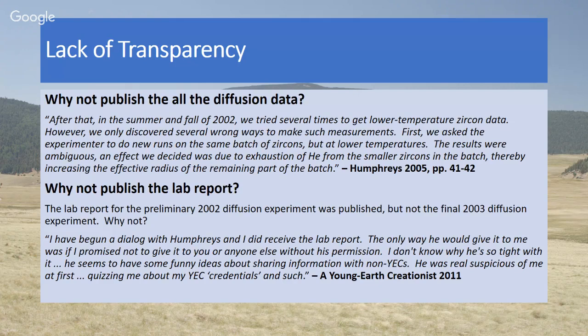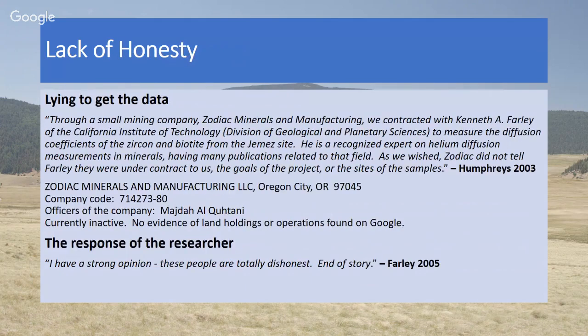So let's talk a little bit about the experimenter then. This is what was published by Humphreys in 2003: Through a small mining company, Zodiac Minerals and Manufacturing, we contracted with Kenneth A. Farley of the California Institute of Technology, Division of Geological and Planetary Sciences, to measure the diffusion coefficients of the zircon and biotite from the hematite. He is a recognized expert on helium diffusion measurements in minerals, having many publications related to that field.